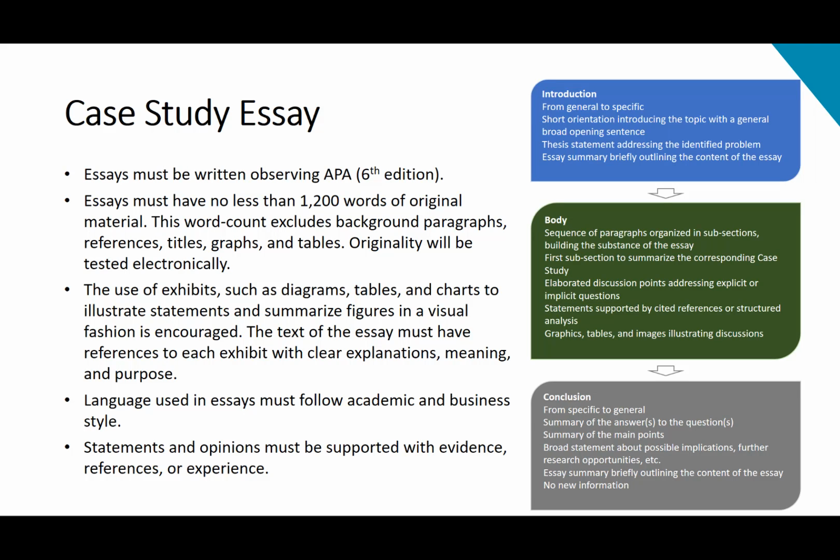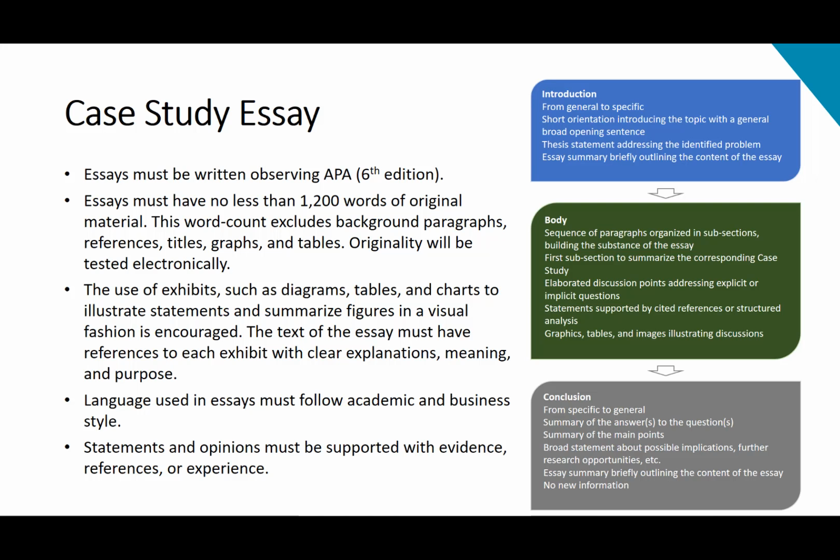A requirement for this course is the completion of a case study for every one of the modules. The case study should be written observing APA style. They should have no less than 1,200 words of original material. Of course, that does not include paragraphs on background, references, titles, graphs, and tables. The originality of the submissions will be tested electronically.